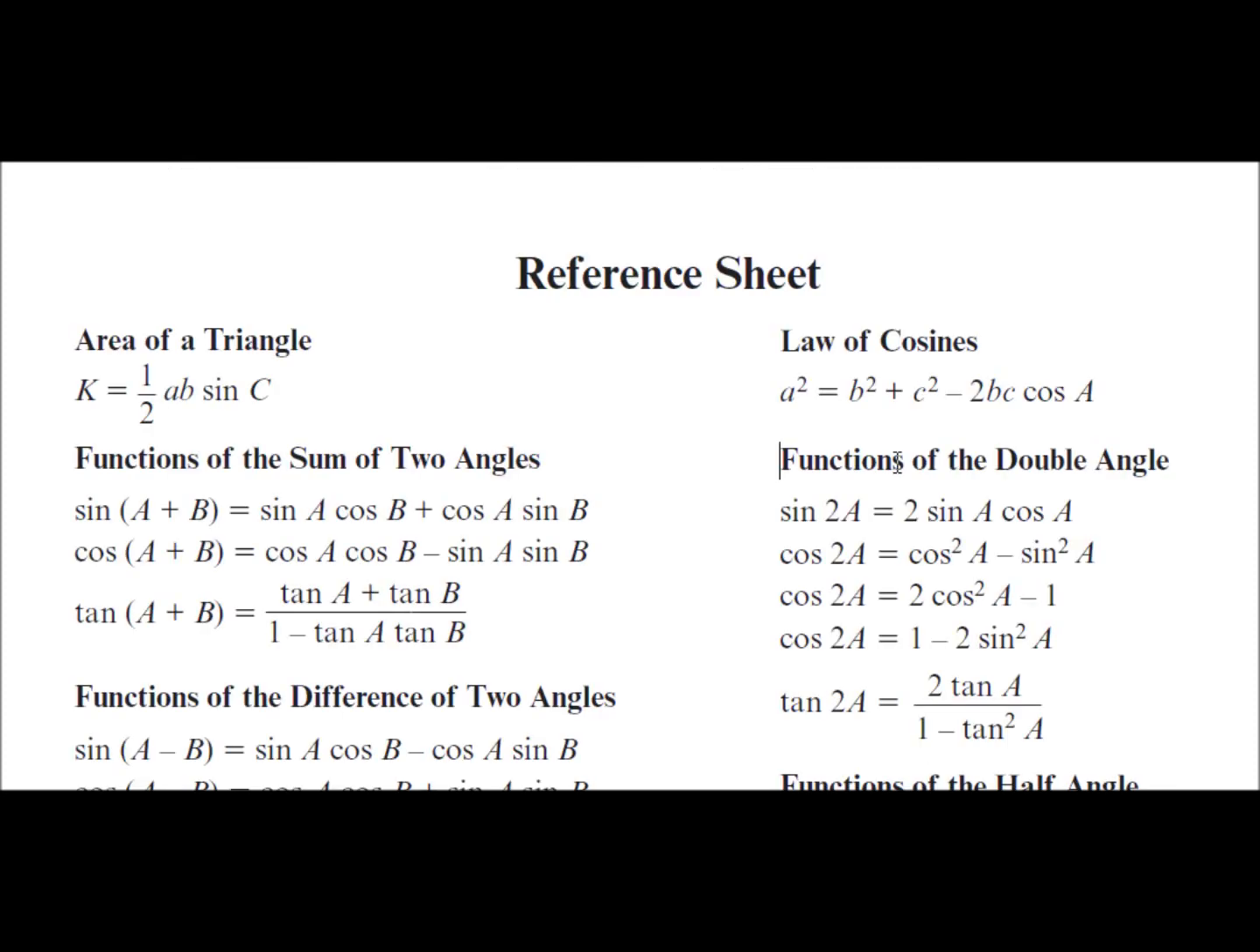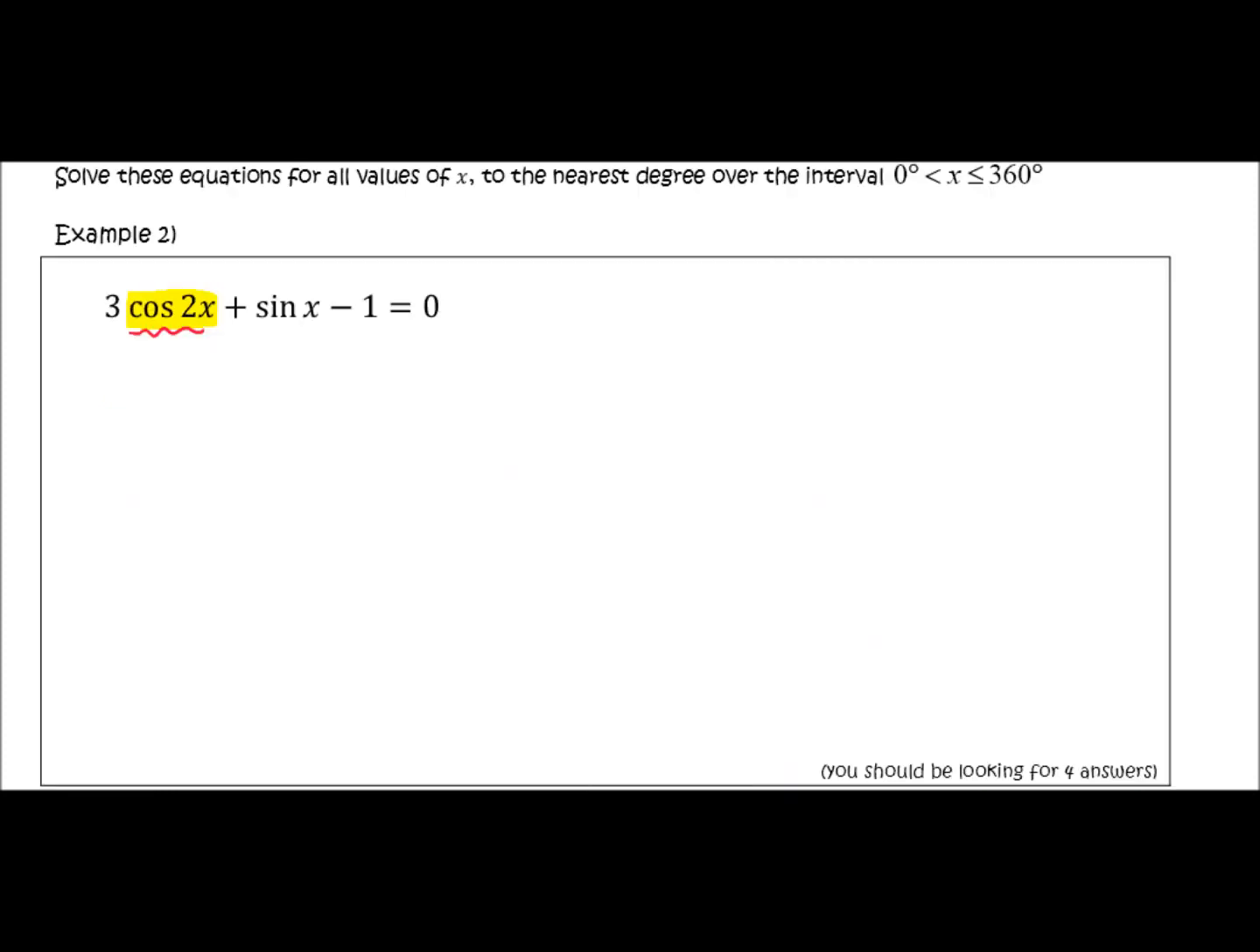If you look at your reference sheet, you notice that there are 3 things that you could possibly replace cosine of 2a with. One has cosine and sine in it. The next one has only cosine, and the last one has only sine. If you look back at the equation we're dealing with, we have sine in ours. What that means is that if you pick one that is also in terms of sine, then you're going to have an equation that's all in terms of sine.